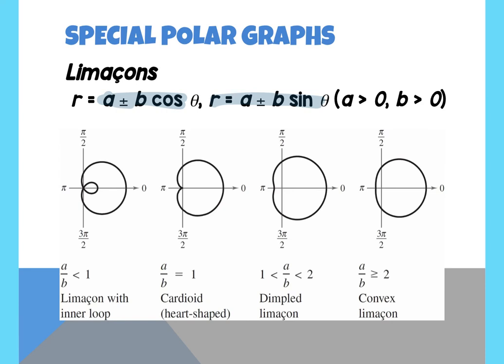Now, this doesn't mean that the plus or minus can't come after, because this would be the same thing if it said b cosine theta plus or minus a. Anything that's separated out by a plus or minus has this shape, which is called a limaçon. It looks different. So within the limaçon, there are 4 different shapes. The first is a limaçon with an inner loop, and it literally has a loop inside its graph.